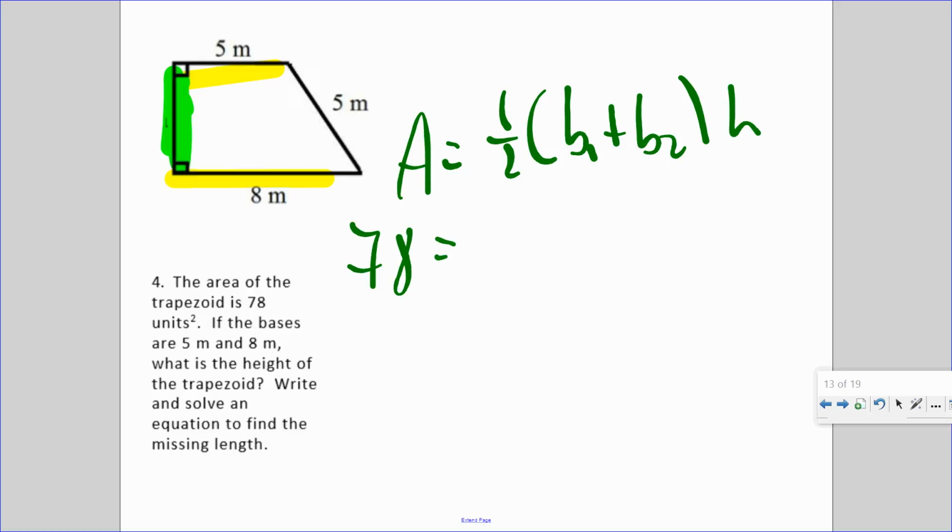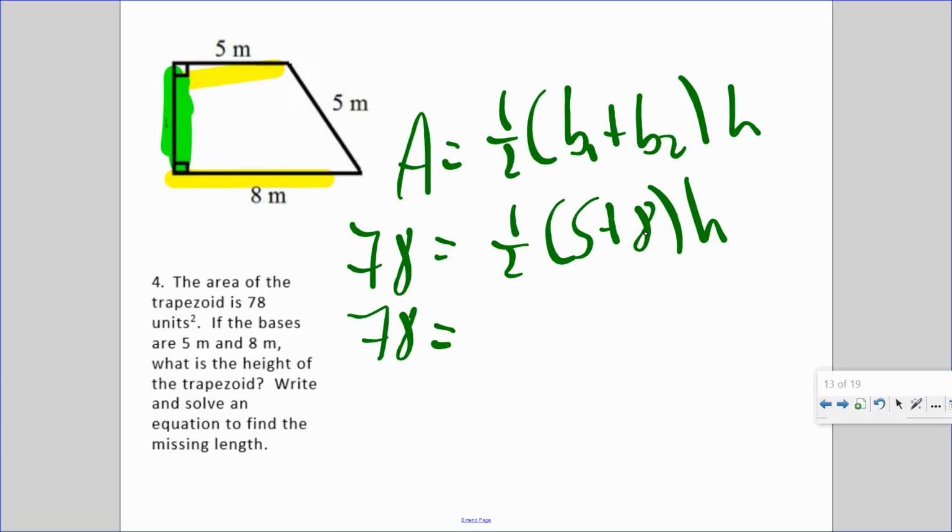If the bases are 5 and 8, and what is the height? We don't know. So 78 equals, what's half of, what's 5 plus 8? 13. What's half of 13? 6 and 5/10. Oh, this is an equation.